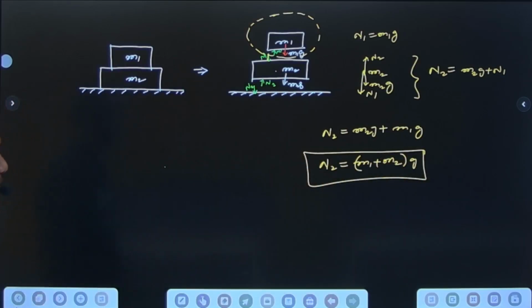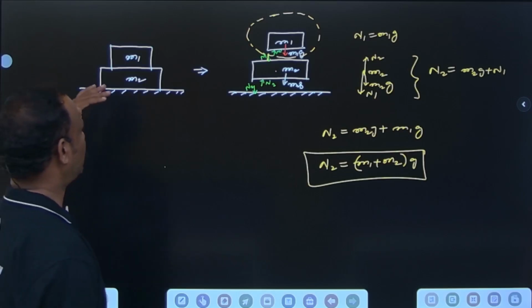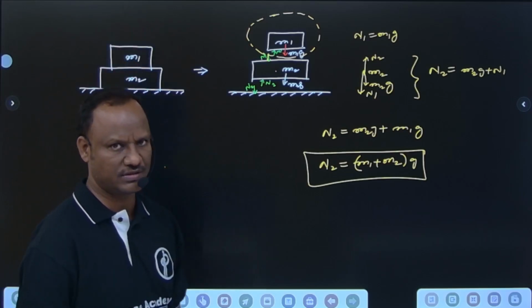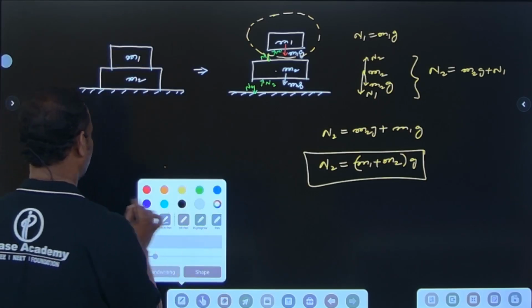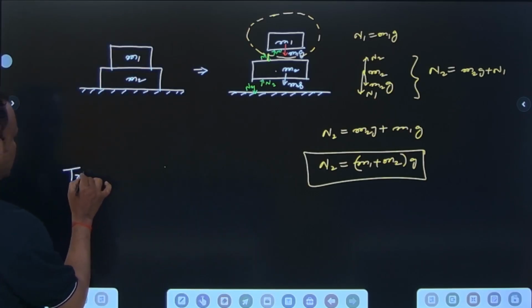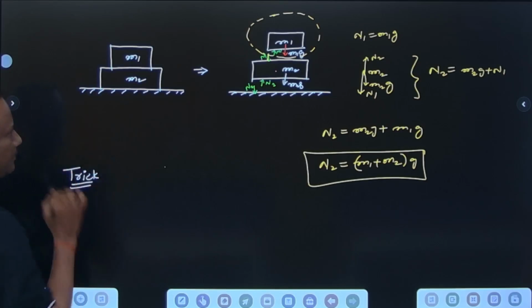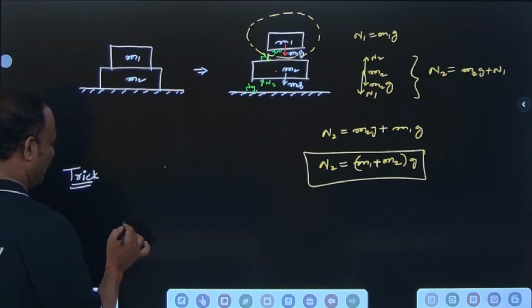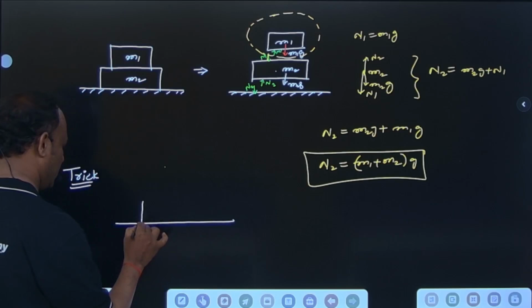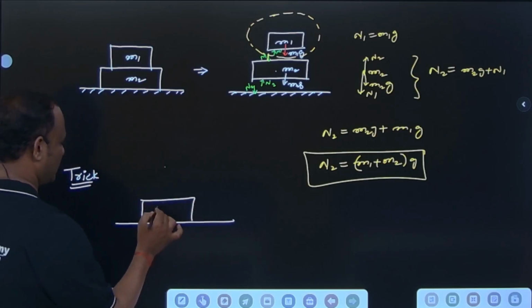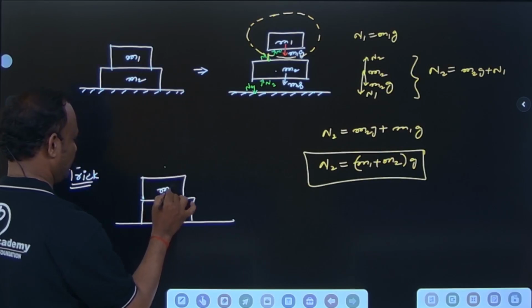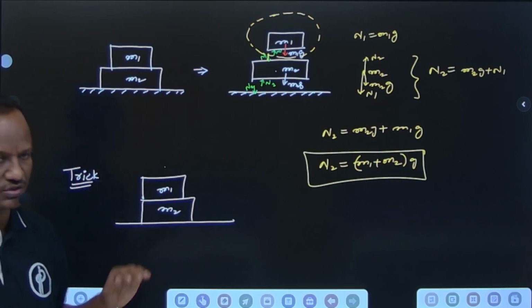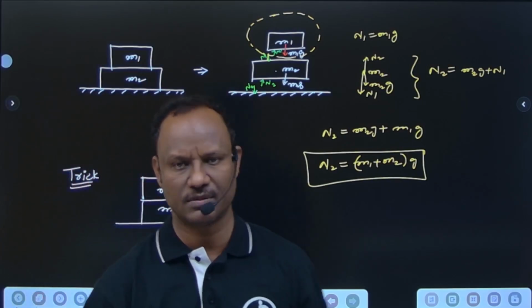So here, for any number of bodies mentioned, just for problem solving, here is a trick. Check how many bodies you have. There are two bodies: the first one is M2, the next one is M1. Like 10 coins placed one above one, or 20 coins placed one above one.